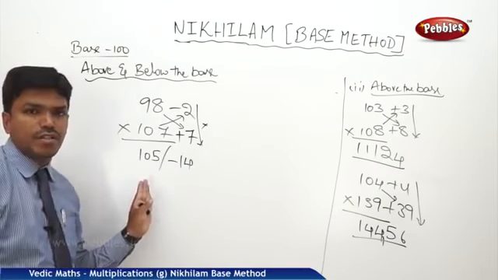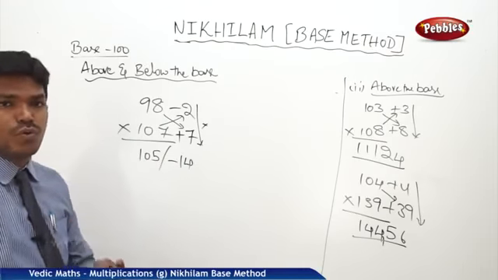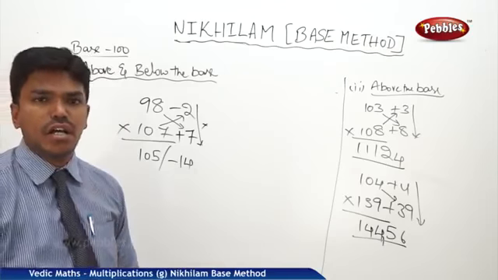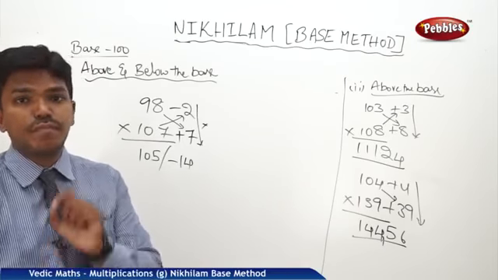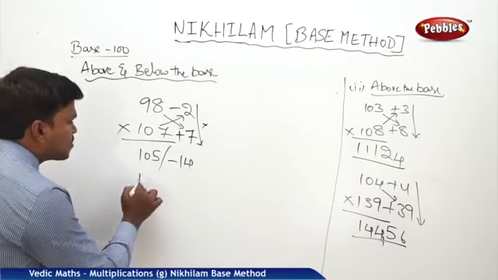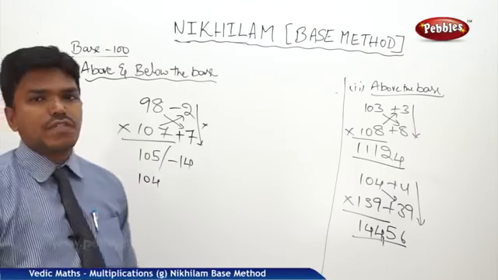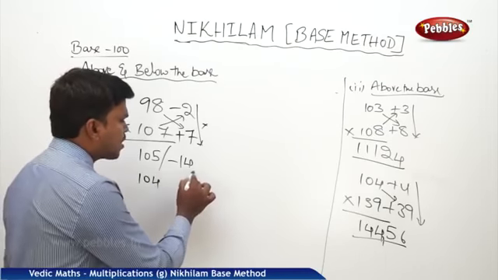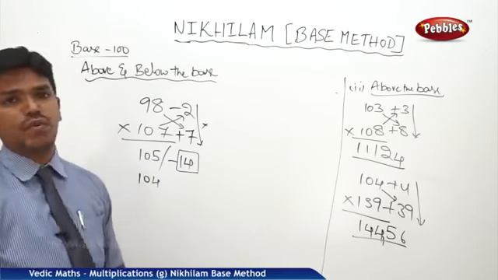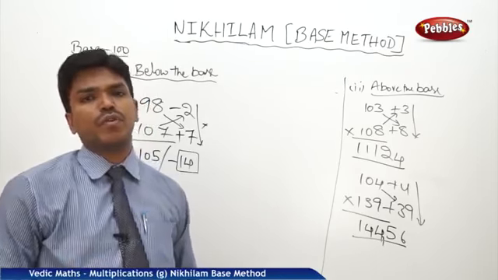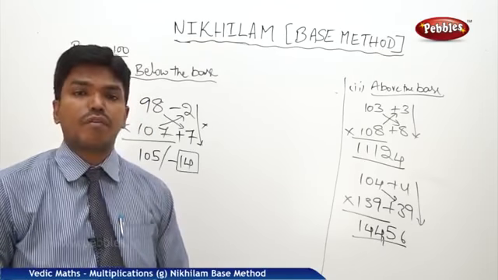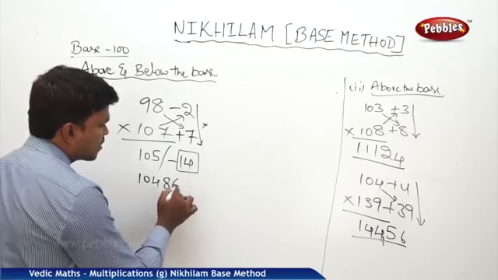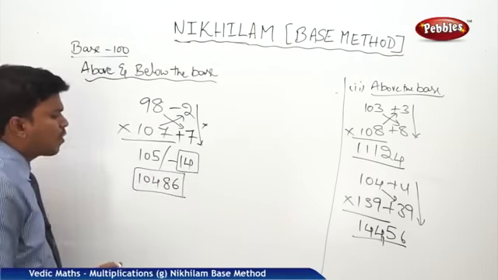Now this is not our final answer. To get the final answer, what to do? As we discussed, there are two steps. First step, since there is a minus symbol in the answer, the left side part of the answer should be decreased by 1. So 105 becomes 104. The second step, on the right side part of the answer, that is 14, simply write the complement of 14. By applying all from 9, last from 10, the complement of 14 is 86. So my answer is 10486.